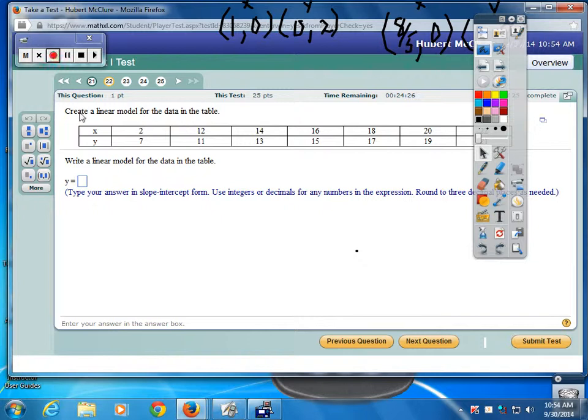Create a linear model. In other words, find an equation for this problem. We did one of these in class. Just write that problem down because we don't have much time. Y is equal to mx plus b. They want you to find the slope and find the what? Find the equation. Write those down and you can practice it.